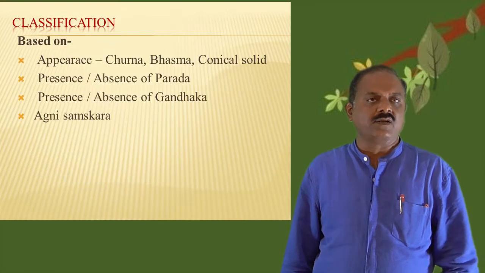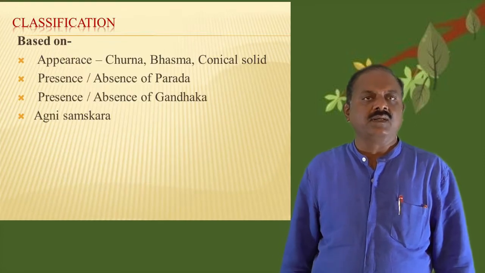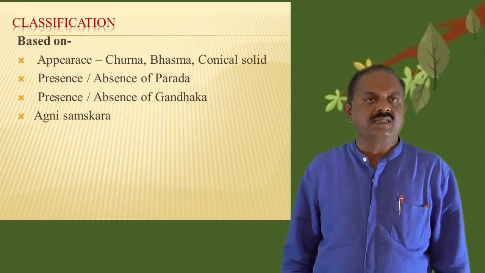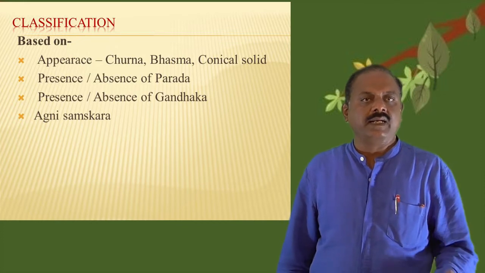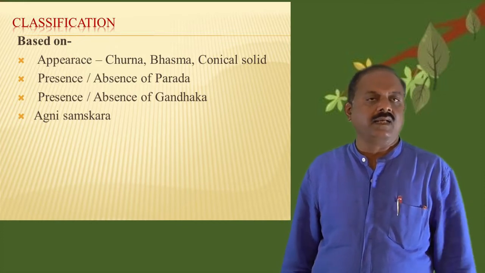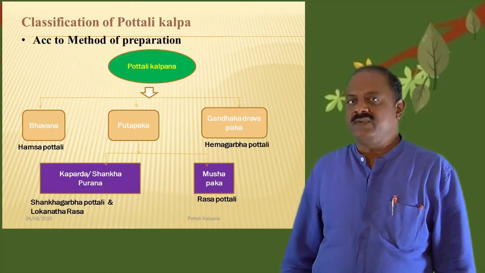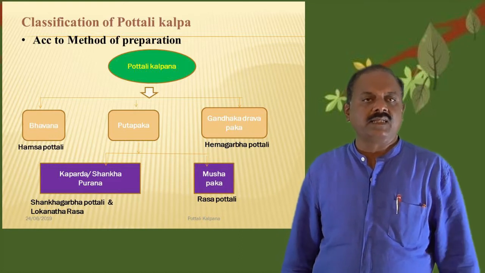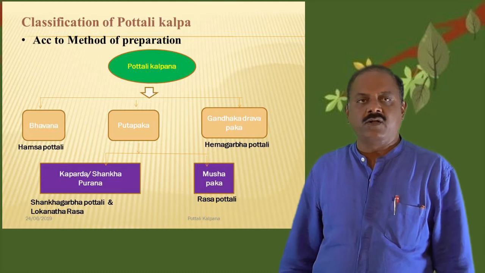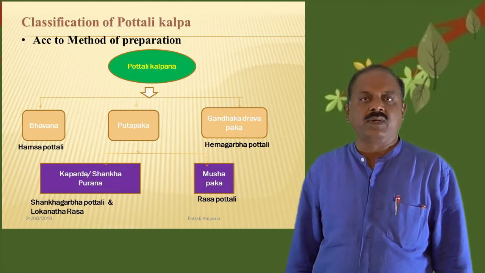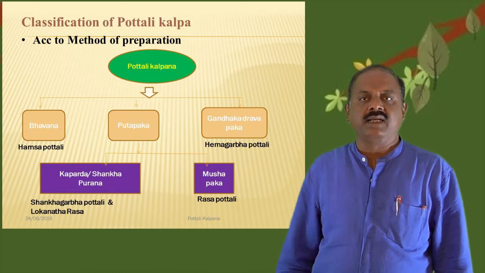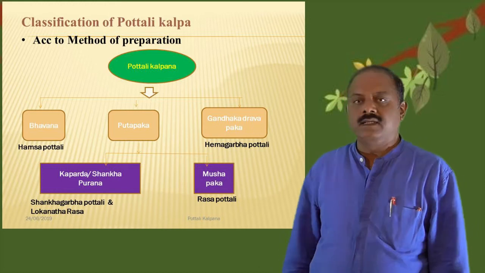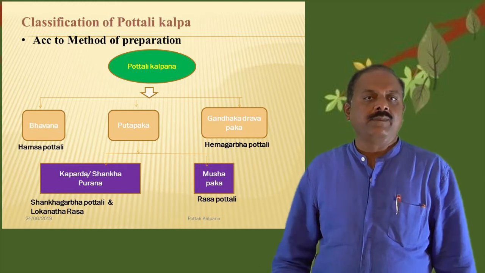The classification of Pottali is based on appearance: Churna, Basma, colloidal solid; based on the presence or absence of Parada, the presence or absence of Gandhaka, and the Agni Samskara. According to the method of preparation, Pottali Kalpana is prepared by three methods: Bhavana, Puttapaka, and Gandhaka Drava Paka. An example for Bhavana is Hingulottha Pottali, and for Gandhaka Drava Paka, Hemagarbha Pottali.